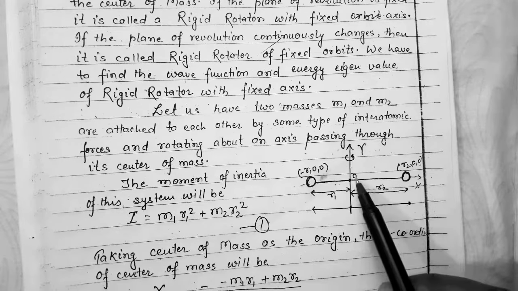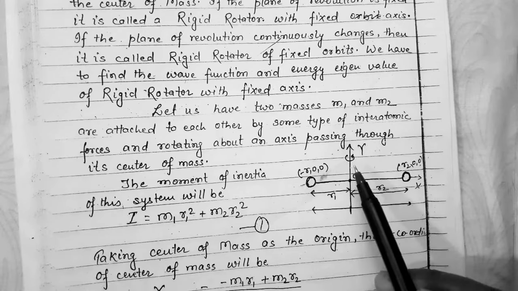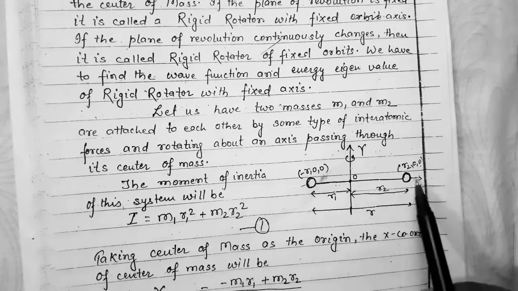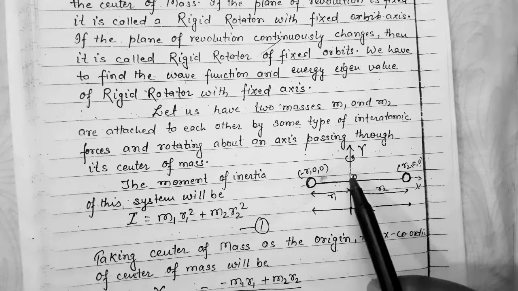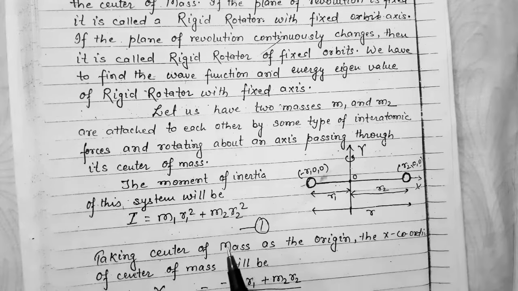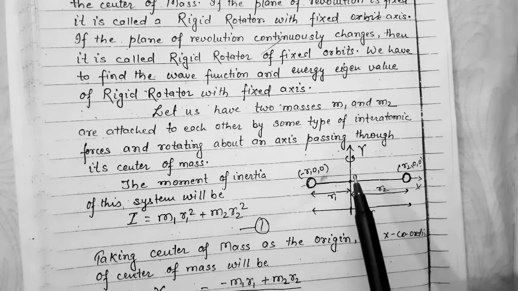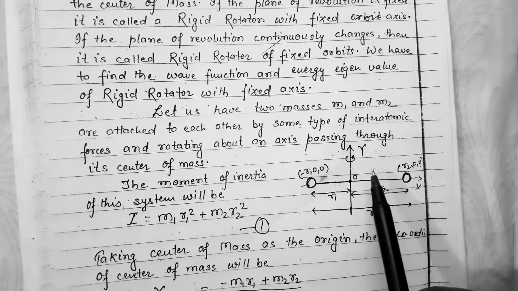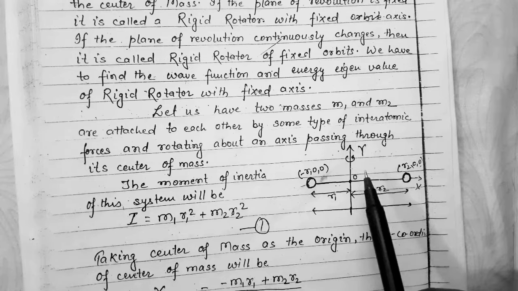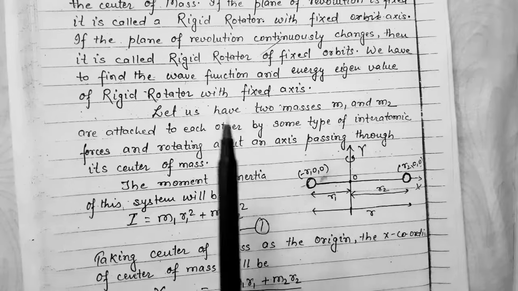We assume that the origin O is at the center of mass, and the rotation of the masses will pass through the center of mass. In this case, when the plane of revolution is fixed, it is called a rigid rotator with fixed axis. So we have to find out the wave function. The wave function is not so important for your end semester examination, but we have to find out the energy eigenvalue of a rigid rotator with fixed axis.